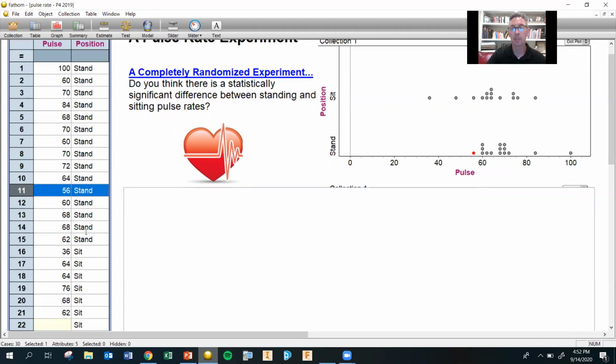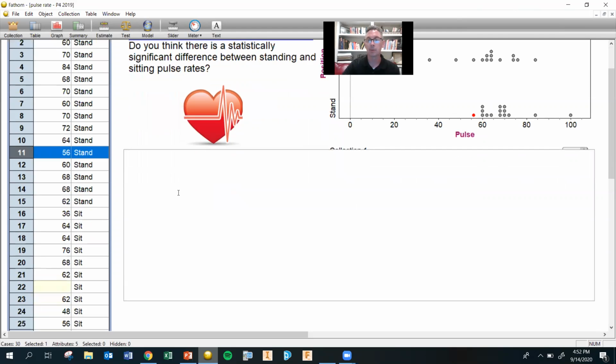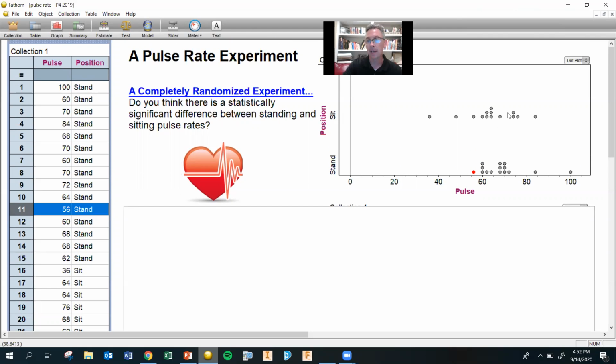So what happened to the people that were sitting first? Well, they start down here. I'm going to move this out of the screen just a little bit so we can see when I move this up. These people that were sitting, their dot plot is forming right above here. This is what we call parallel dot plots.